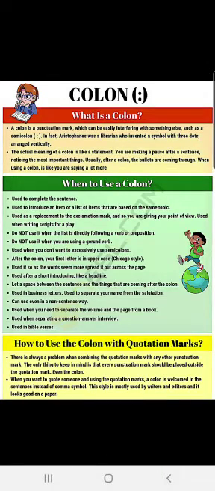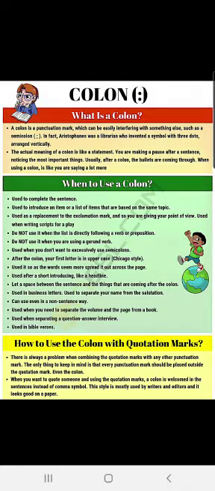First of all, let's see what is a colon. It is a punctuation mark which can be easily confused with something else, such as a semicolon. In fact, it was invented by a librarian who used a symbol with three dots arranged vertically. The actual meaning of a colon is like a statement.